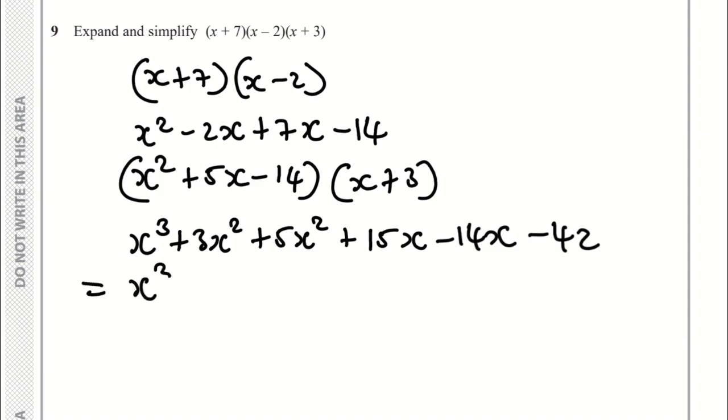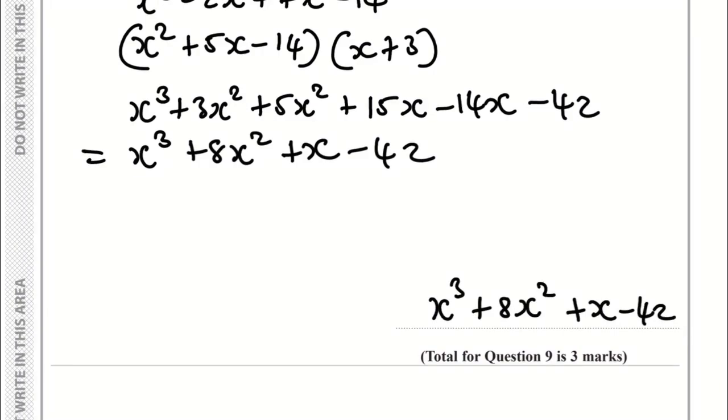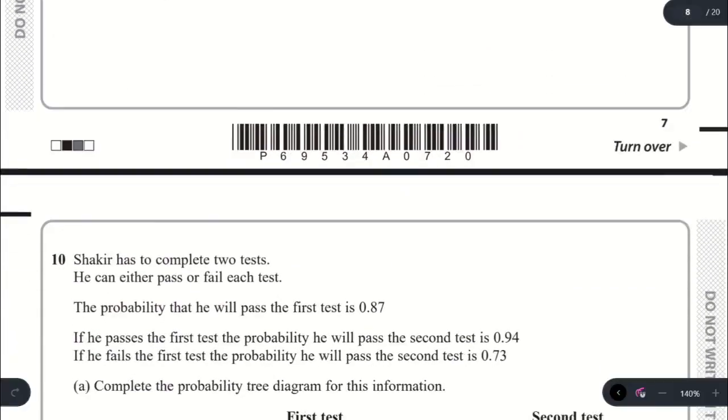This will be x cubed. 3x squared plus 5x squared is plus 8x squared. 15x minus 14x is plus x. And then you have negative 42. So there you go. The final answer is what? X cubed plus 8x squared plus x minus 42. Okay, let's look at question number 10.